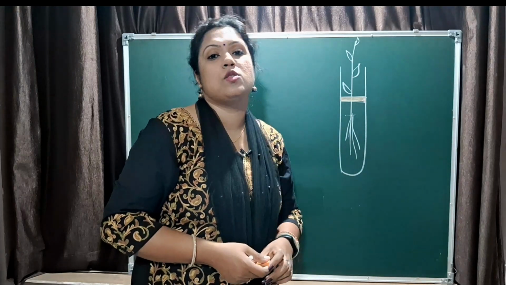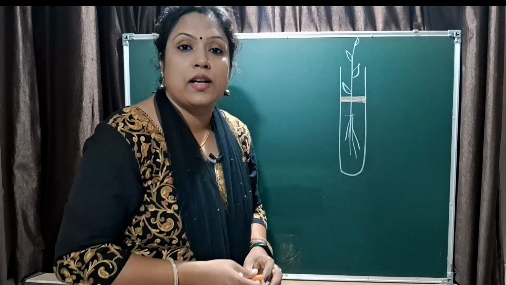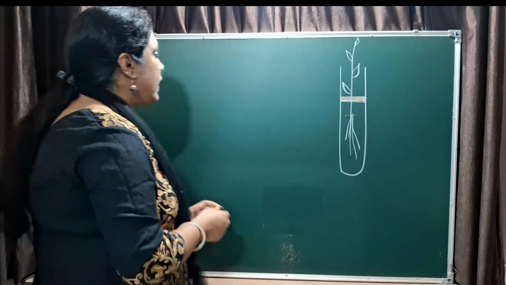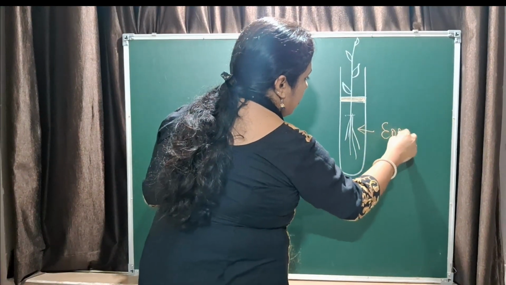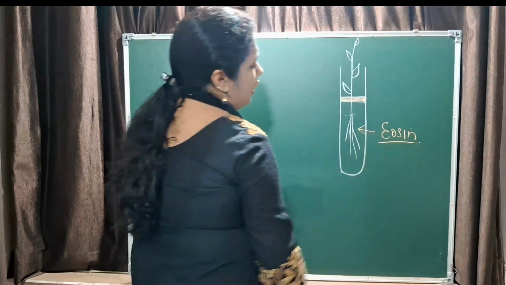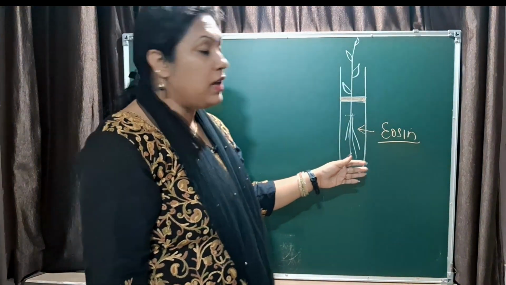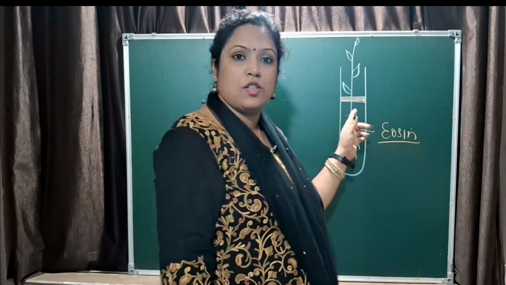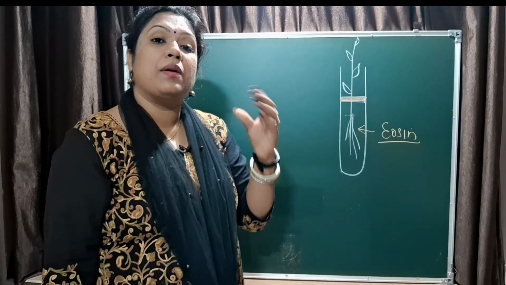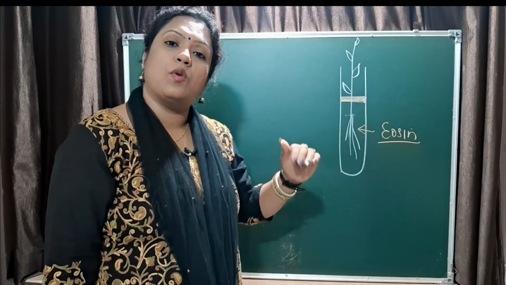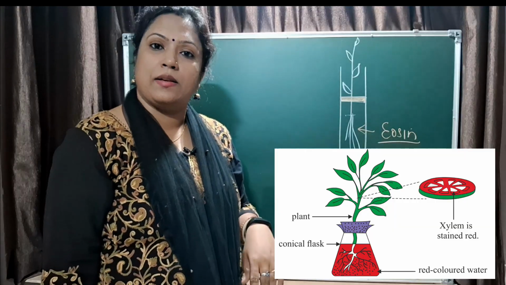Next experiment is to show that water is conducted by xylem. Now, in that case, if you just add eosin dye or any dye into the water, it turns pink, and when we go for a transverse section of the stem, we see that it is only the xylem which is being pigmented red, showing that the water is conducted by xylem.